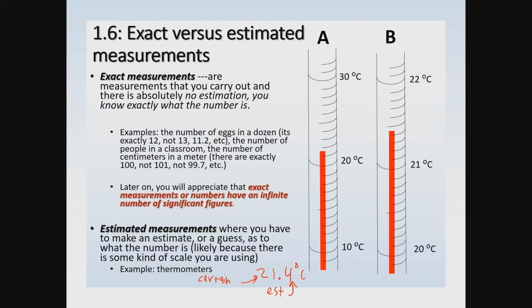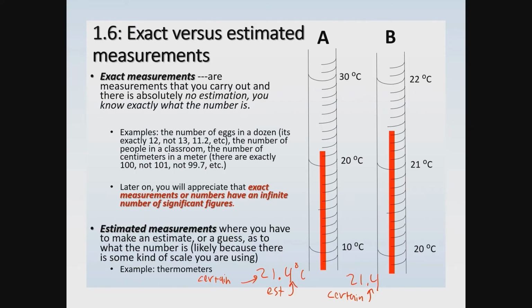Now with thermometer B, what you can see is that we have not gradations every degree, we have gradations every tenth of a degree. And so one thing you can see is that in thermometer B, the temperature is definitely between 21.4 and 21.5 degrees. So I'm going to write for thermometer B that we know for certain that it's at least 21.4 degrees. So these are the certain digits here.